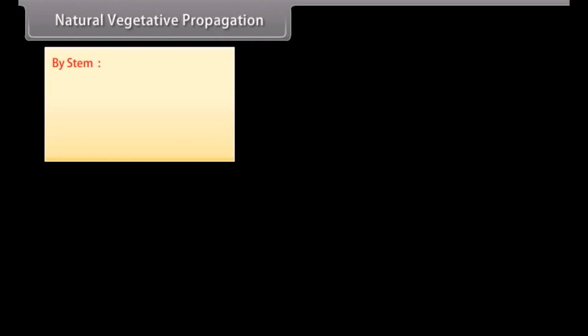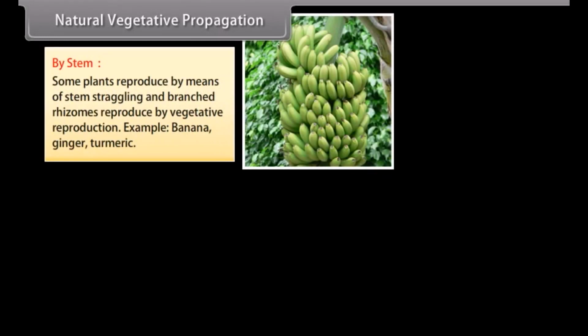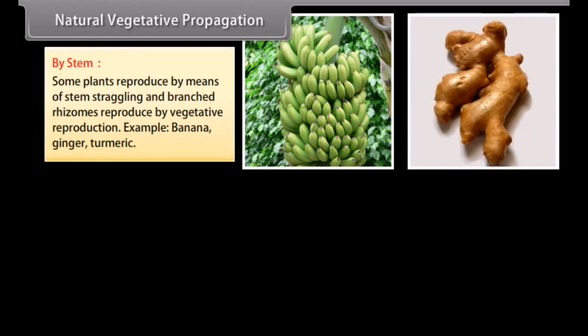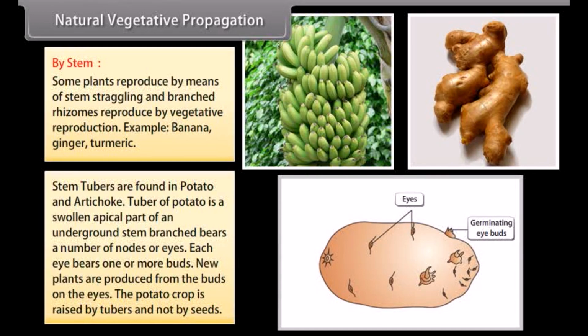By stem. Some plants reproduce by means of stem straggling, and branched rhizomes reproduce by vegetative reproduction. Example: banana, ginger, turmeric. Stem tubers are found in potato and artichoke. The tuber of potato is a swollen apical part of an underground stem branch, and bears a number of nodes or eyes. Each eye bears one or more buds. New plants are produced from the buds on the eyes. The potato crop is raised by tubers and not by seeds.